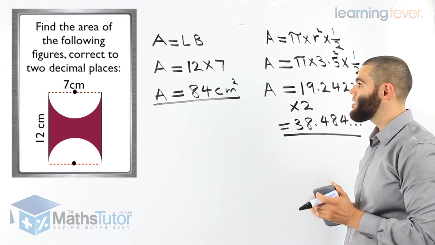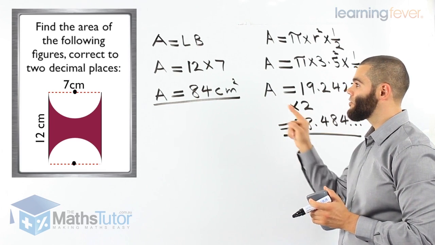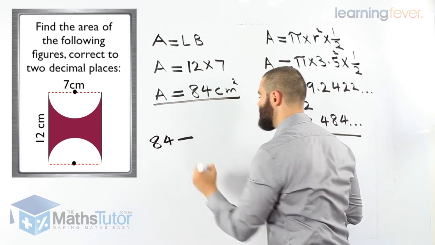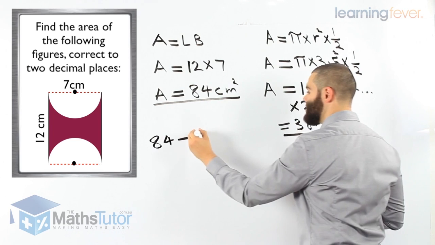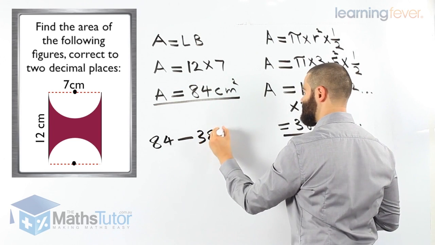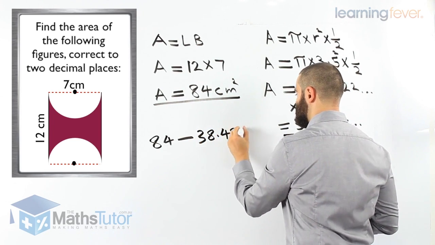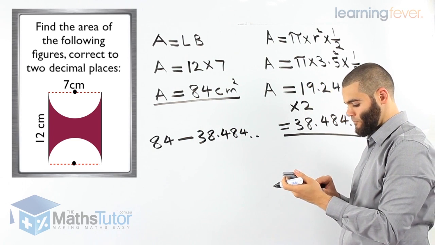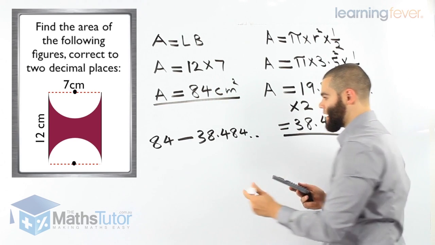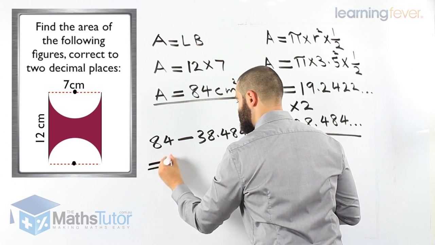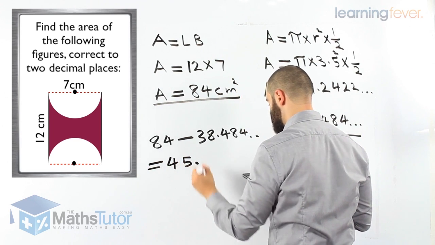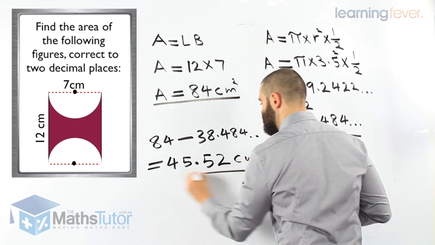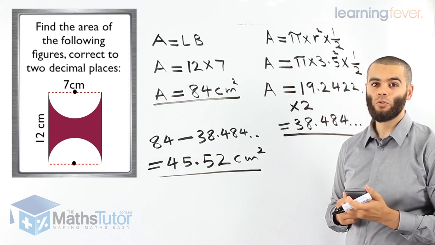Now let's take away the two semicircles from the rectangle. 84, take away the two semicircles, 38.484, etc. Our answer is going to be 45.52 square centimeters, rounded off to the nearest two decimal places.